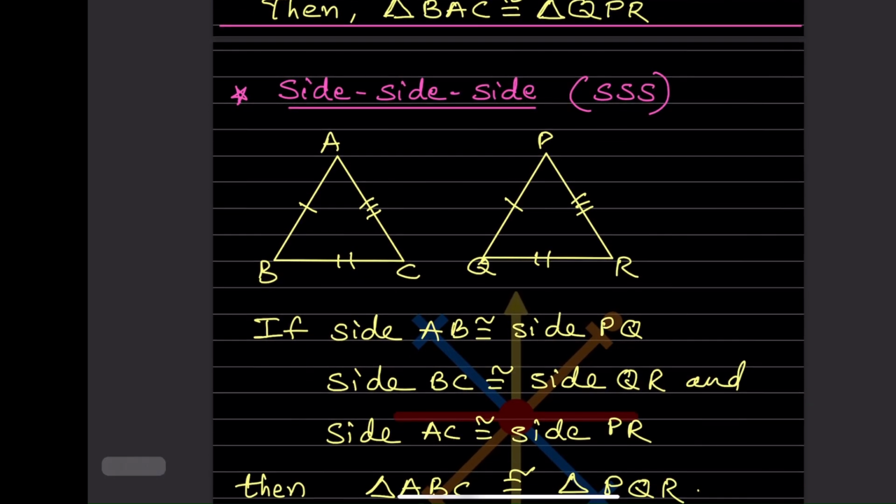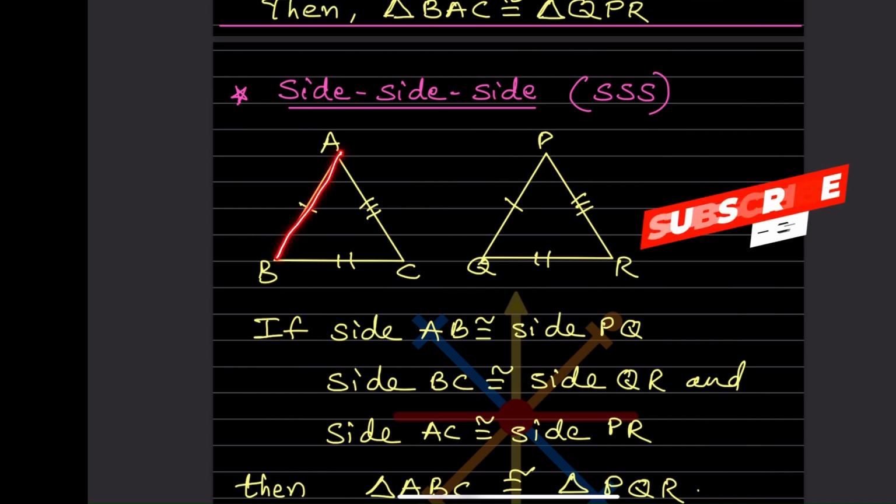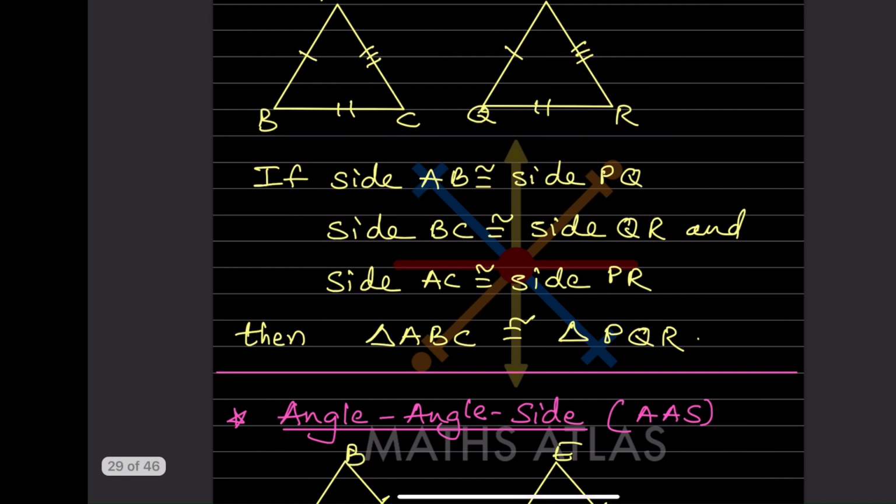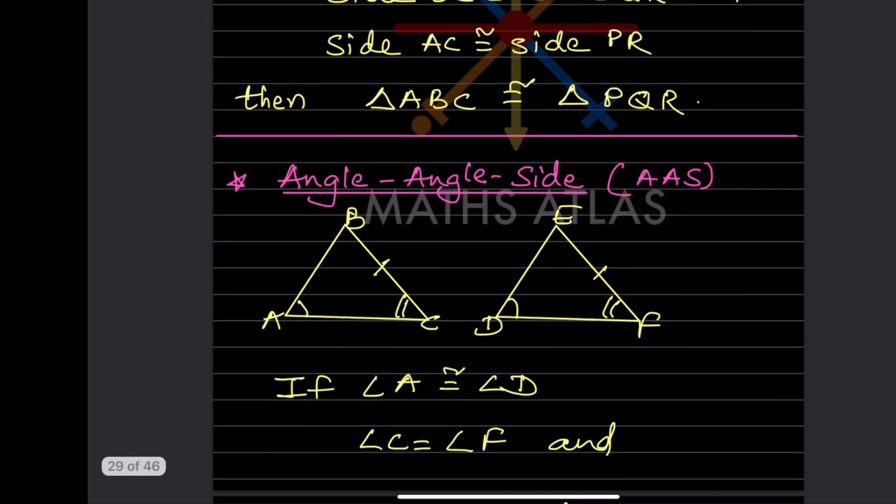Then side, side, side. So this is equal to this, this is equal to this, and this will be equal to this side. So when we say AB is congruent to PQ, then BC is congruent to QR, and then AC is congruent to PR. So we can say triangle ABC is congruent to triangle PQR.